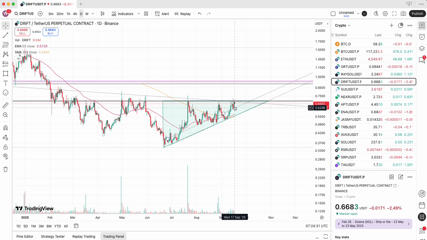As you can see over here, Drift popped up just under 10% last night. I would want to see a little bit of a drop down onto this level, and then we can buy. I tend to buy on these support levels.